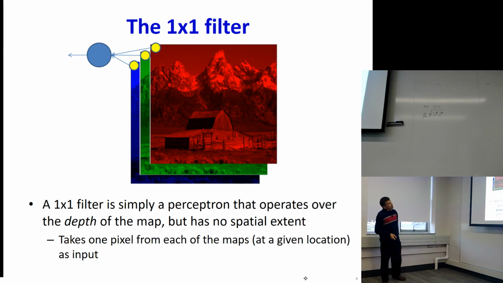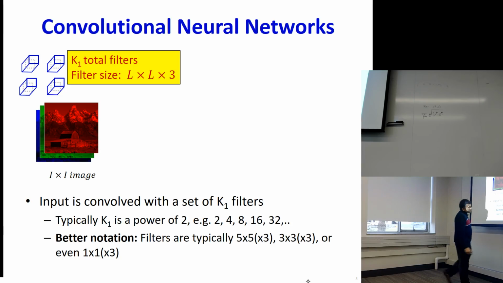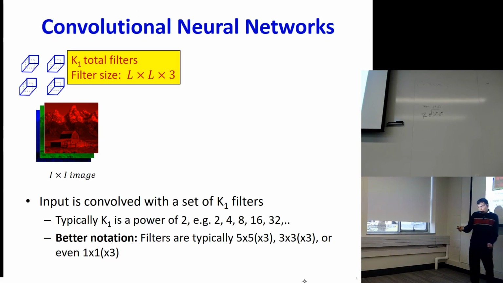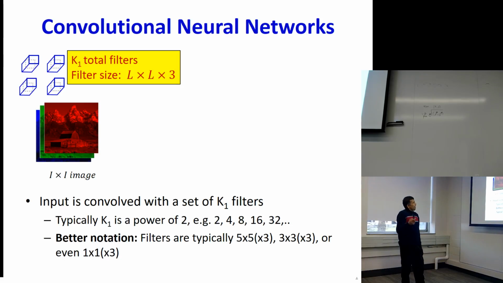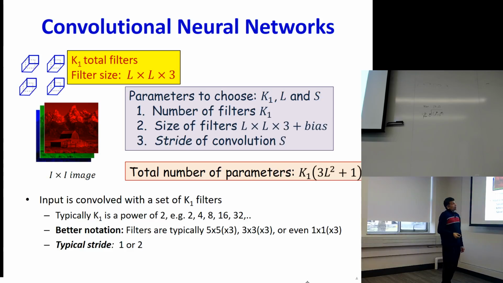So you'd have K1 such total filters, and if you want a better notation, the better notation is going to be not just 5 cross 5, but 5 cross 5 cross 3, where the term cross 3 shows you the depth of the filter, but the 5 cross 5 shows you the 2 dimensions along which it's going to scan, right? And the parameters you'd have to choose are how many filters, what is the size of the filter, and what is the stride.